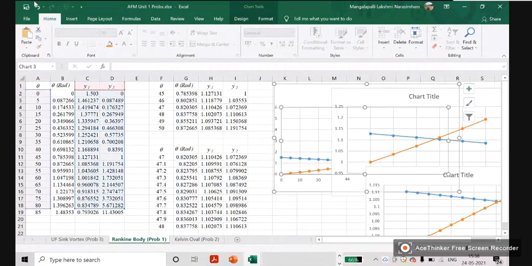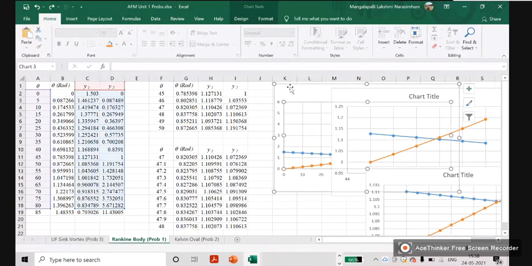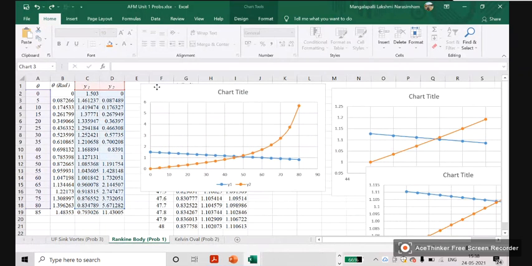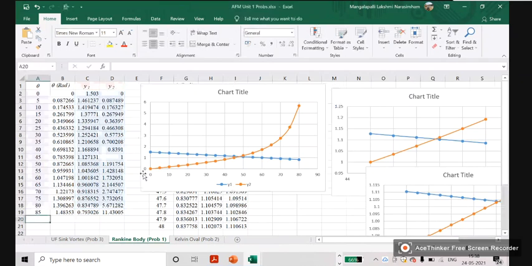This graph I have generated. See, I have taken 0 to 85, or 0 to 80. So 0 to 80 I have taken. When I have drawn two lines, I got the intersection point here. So this indicates to me that the value of theta is between 40 and 50.